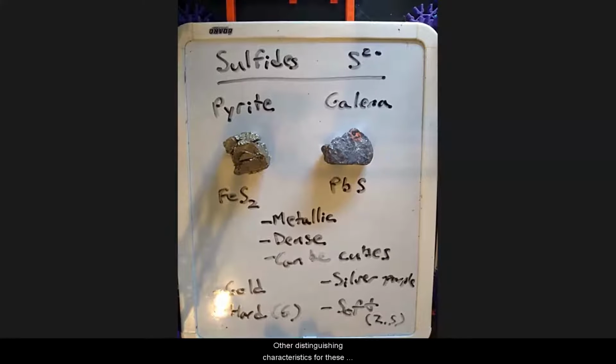Other distinguishing characteristics for these minerals, you can distinguish pyrite from galena by their color. So pyrite's going to be golden color, and galena is going to be a silvery purple color. Pyrite's going to be hard enough to scratch glass, whereas galena is pretty soft. You should be able to scratch it with a copper penny.